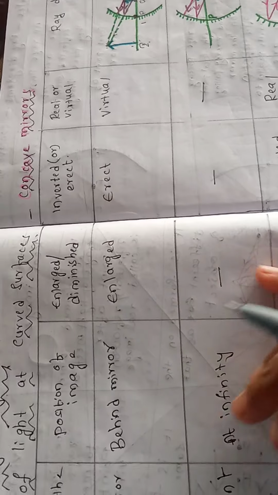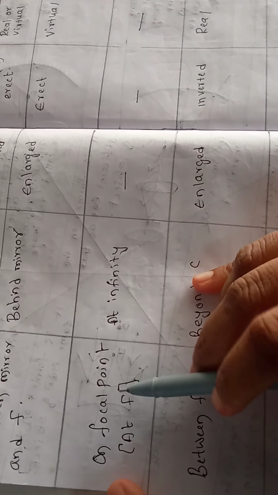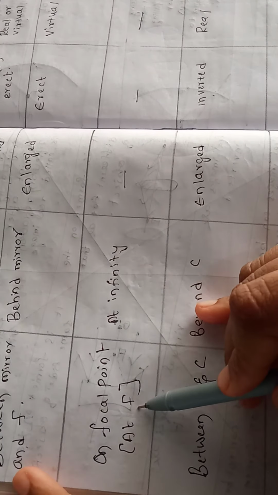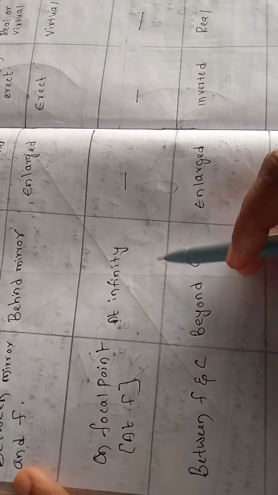Now next, let us go for the second point. Here we are talking about when the candle or object is placed at the focus. What is happening? Where is the image forming? Now let us see.